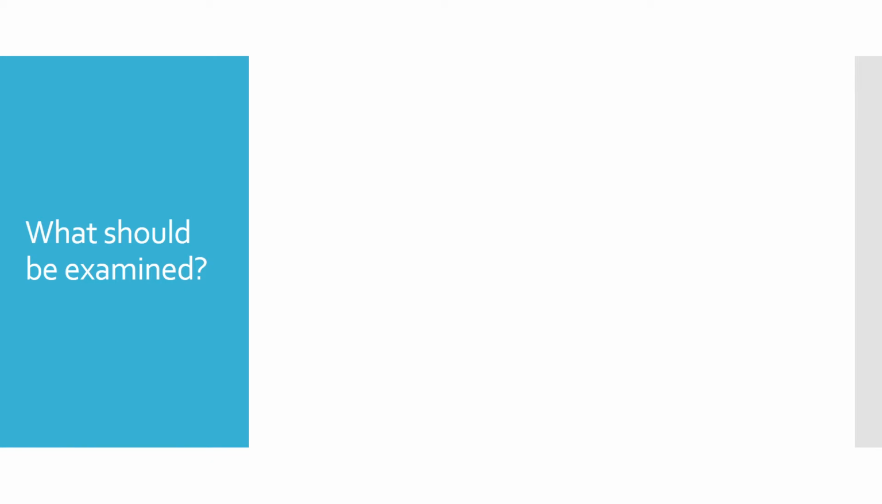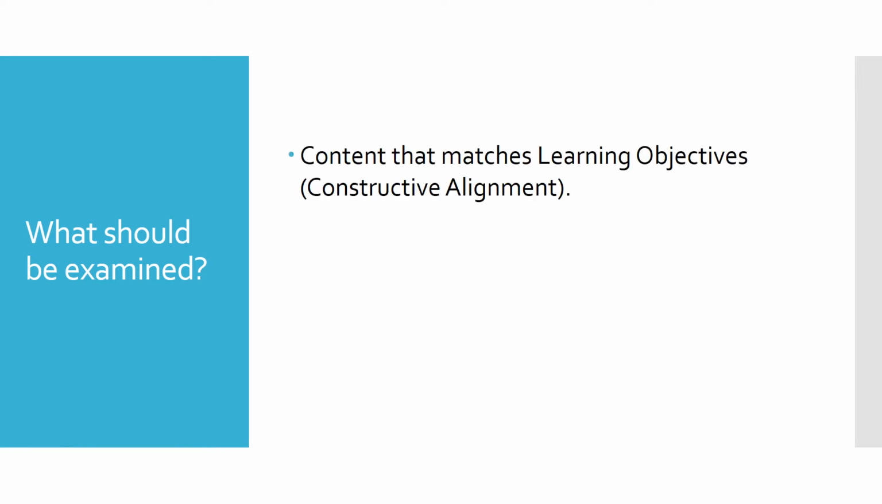What should we be examining? Well, we should be examining content that matches the learning objectives that we've actually started out with. So that is constructive alignment, and I'll talk about that in detail a little bit later. We want to make sure that we are asking questions that are important, so that they are based on the core content that we have delivered and not trivial facts. Trivial facts are nice to know for quiz nights, but are they essential to pass on that knowledge to the next cohort, or to carry with you into your next unit?